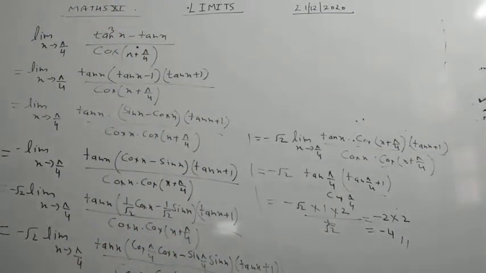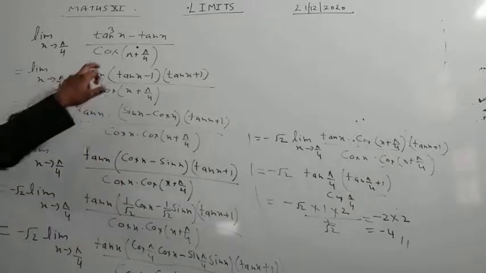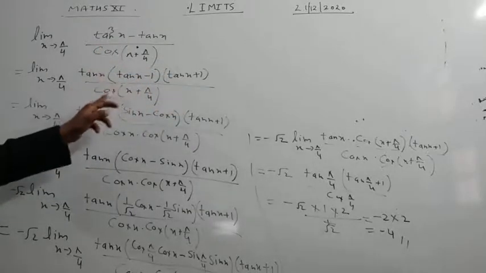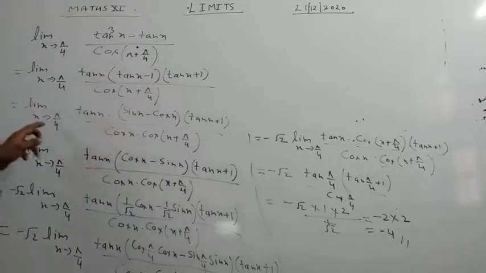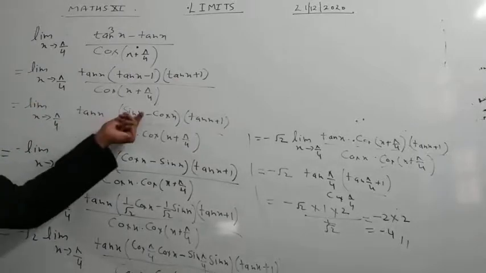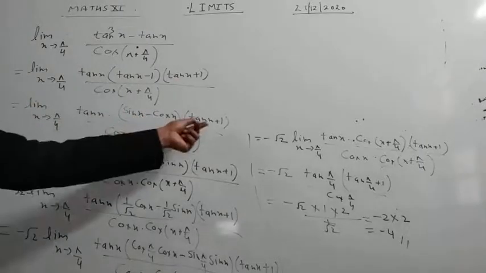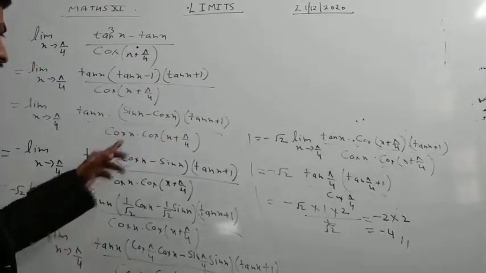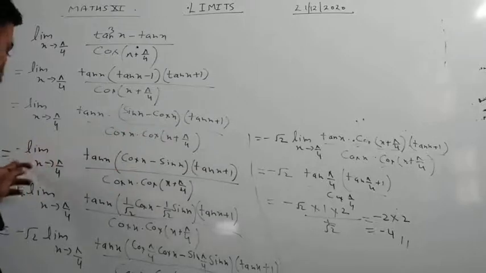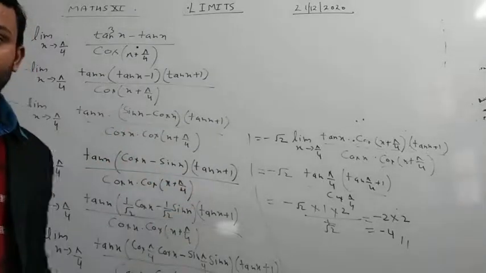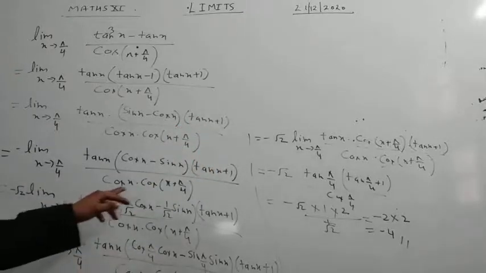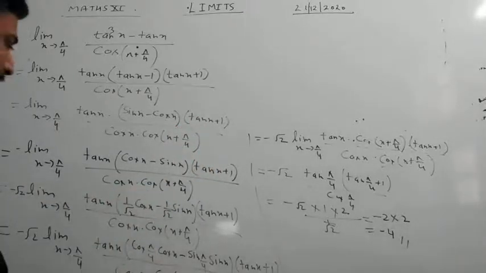So let's see once again what we have done. We have taken tan x outside from here. This changes a square minus b square, which is (a minus b)(a plus b), with cos (a plus b). Limit x tends to pi by 4 of tan x, this is (sin x minus cos x) by cos x, (tan x plus 1) by cos (x plus pi by 4), and taking the negative sign outside, we are getting cos x minus sin x, student, and this is tan x plus 1 and cos (x plus pi by 4).